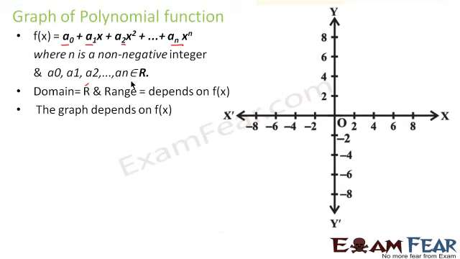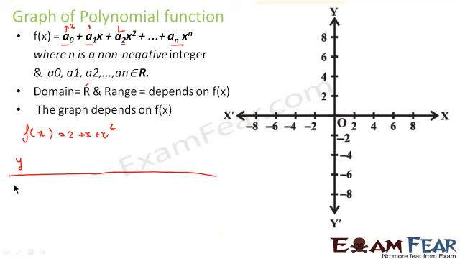For example, let's take the function f(x) is equal to 2 plus x². Here the coefficient of x² is 1, the coefficient of x is 0, and the constant is 2. This is the function. Now let me create y and x.